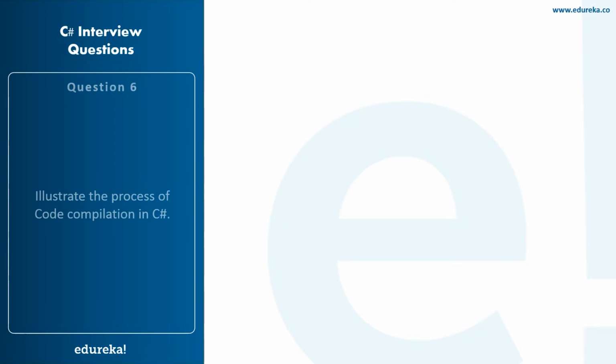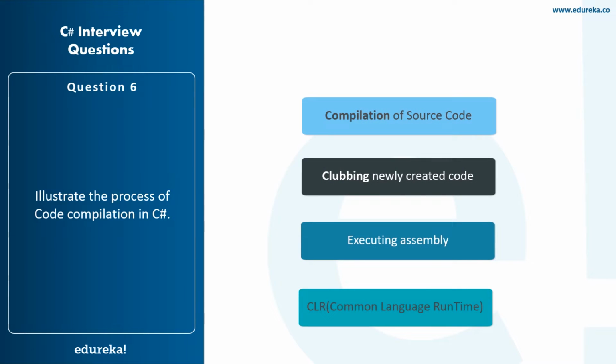Now I'll move on to the next question, which says illustrate the process of code compilation in C#. There are four steps in the process of code compilation. The first step is compilation of source code. The second step is clubbing the newly created code. To make you understand this, let's say you have written code which consists of certain functions. As a normal programmer, you have to compile that code. But let's say you have created another set of functions to test that code.